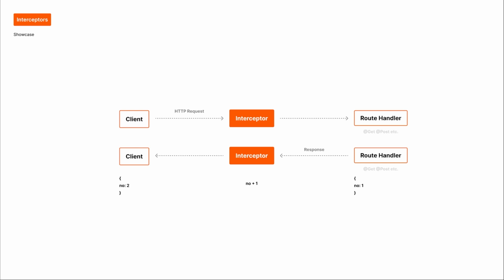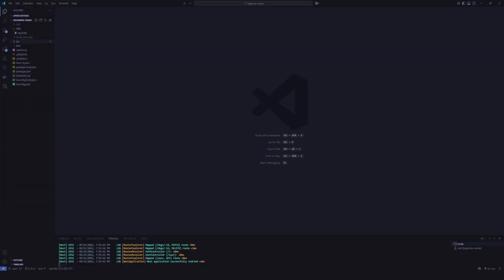This was just a simple example. Let's now code an interceptor. Let's start by creating a folder for the interceptors, and the first interceptor we are going to create is one that tells us the duration of a request.